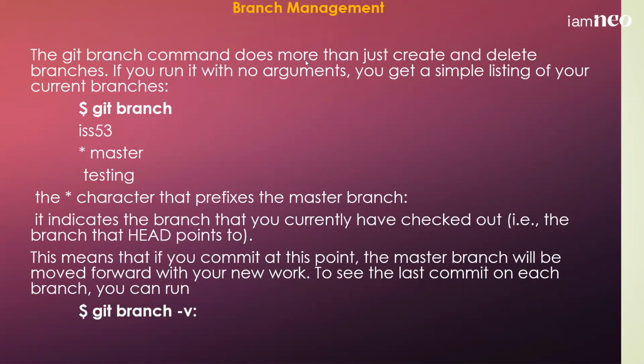The git branch command does more than just create and delete branches. If you run it with no arguments, you get a simple listing of your current branches. So the git branch command shows which branches are currently available in a particular repository. Repository means folder. It will show which branches are available in the current folder and which branch is currently checked out.